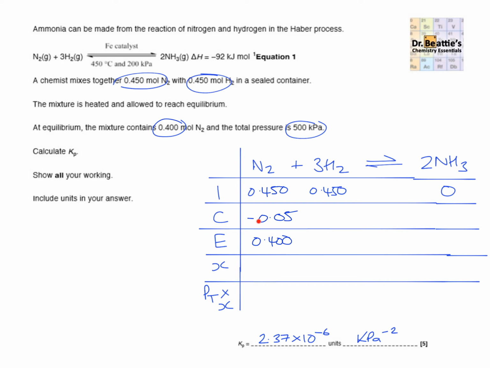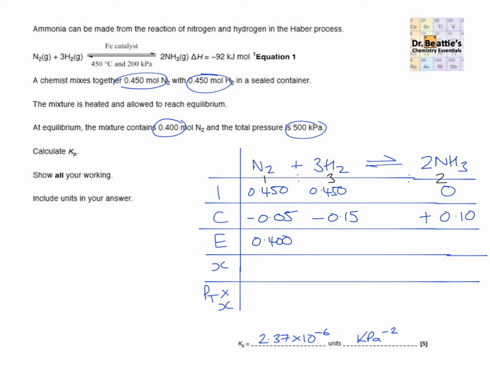Then what we need to do is use this change and the molar relationships to fill out these parts of this row. So nitrogen to hydrogen to ammonia is a 1 to 3 to 2 ratio. So to get from here to here, I would have to times this by 3. So I have to do the same operation to here. So I've got to do minus 0.05 times 3, which is minus 0.15. And then going from this column to this column, I have to times that by 2, so I'm going to times this by 2. Obviously this is a product, so it's increasing, hence the plus 0.10.